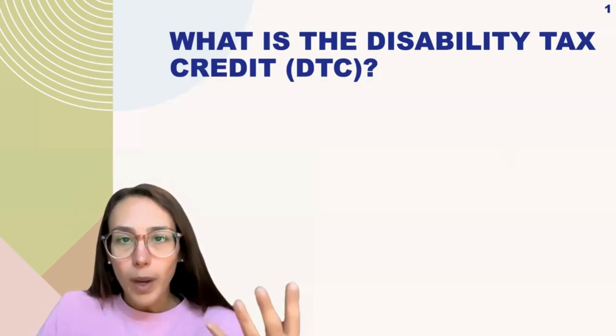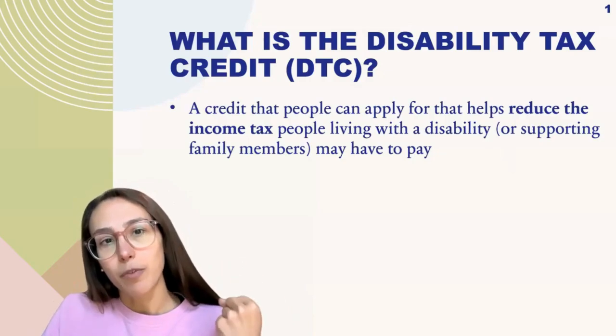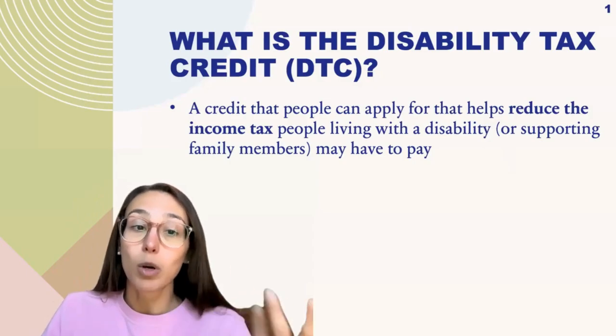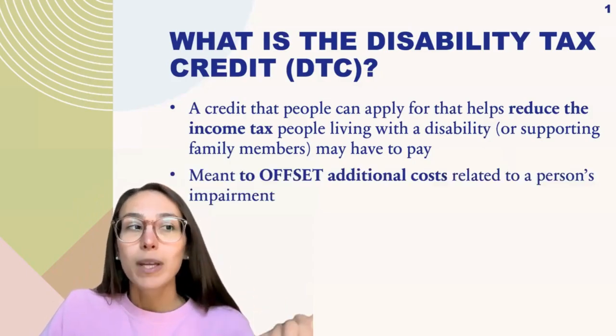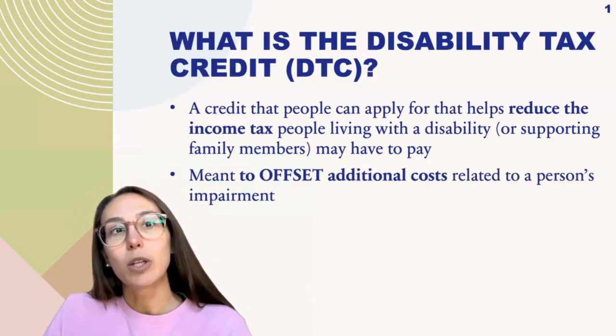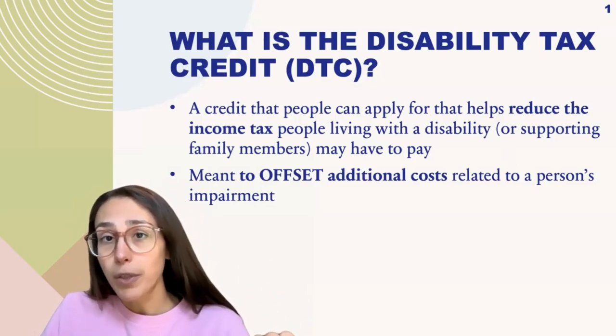Okay, so first off, what is the CRA DTC? Essentially, it's a credit that people can apply for that helps reduce the income tax for people living with a disability or for supporting family members. It's meant to offset the additional costs that a person with a disability or limitation may have to pay for, like psychotherapy, physiotherapy, occupational therapy, you name it.